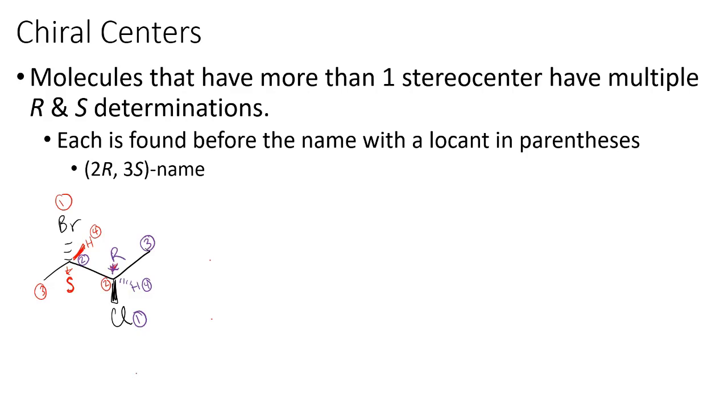So the full name for this structure would become 2S, 3R, 2-bromo, 3-chloro, butane. So you'll notice I have used the locants twice. I have used the locants once to tell you about the stereochemistry, and then I have used the same locants again, 2 and 3, to tell you about the substituents.